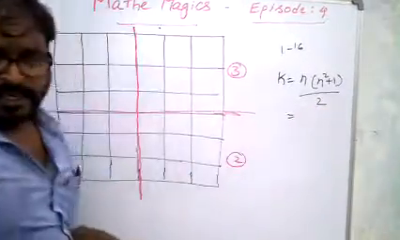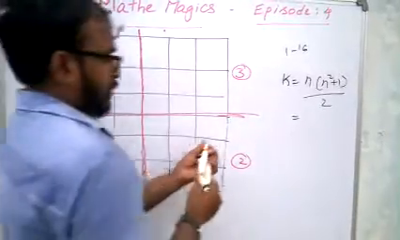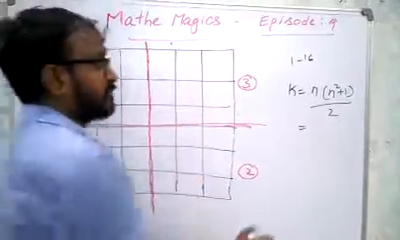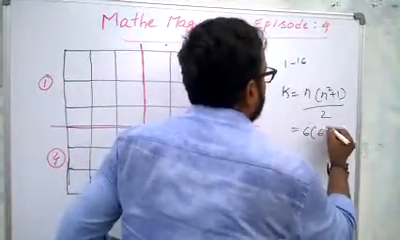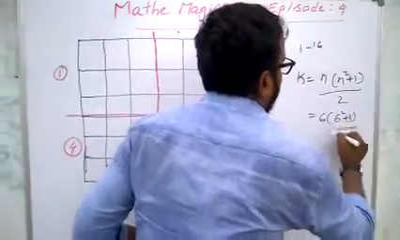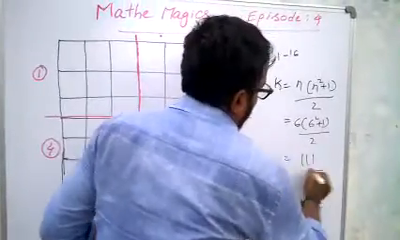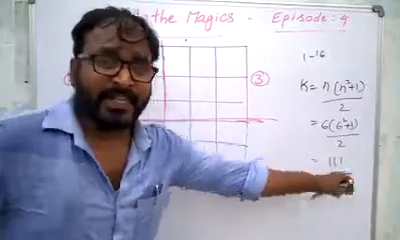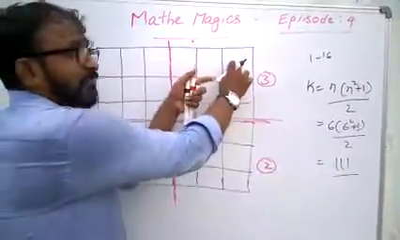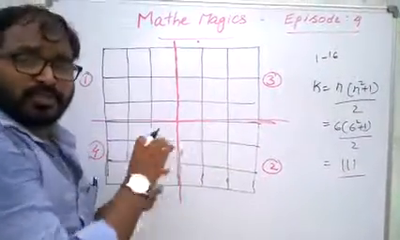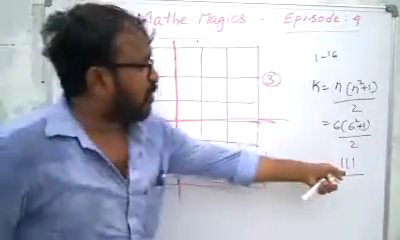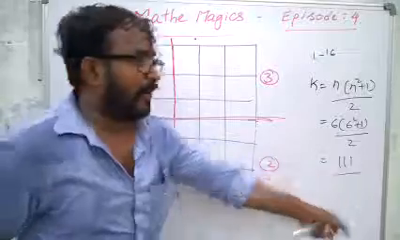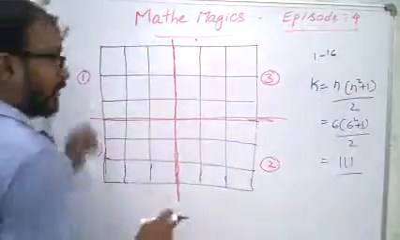And find here, applying the same formula, the magic constant. In place of n, we have to substitute 6. 6 into 6 square plus 1 by 2. It results 111. That means 111 is the magic constant. By adding all the numbers in first row, second row, third row, fourth row, we will get in each row a sum of 111. And here columns also 111.